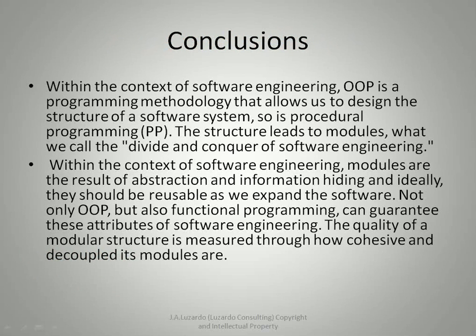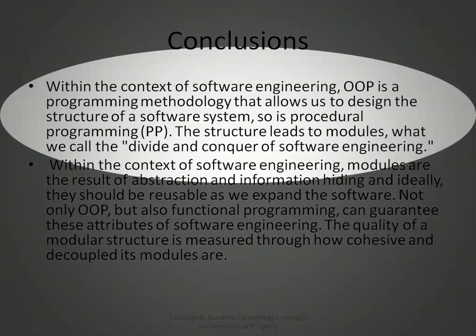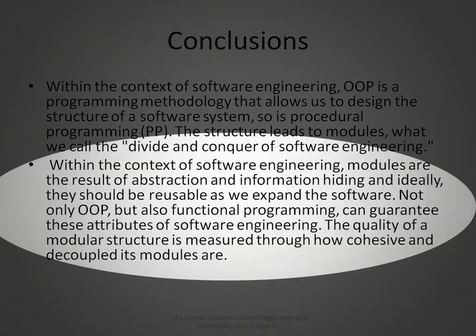In this presentation, we have tried to clarify some aspects of object-oriented programming, especially the way OOP proponents present it in relation with procedural or functional programming. Within the context of software engineering, OOP is a programming methodology that allows us to design the structure of a software system. So is procedural programming, PP. The structure leads to modules, what we call the divide and conquer of software engineering. Modules are the result of abstraction and information hiding, and ideally they should be reusable as we expand the software.